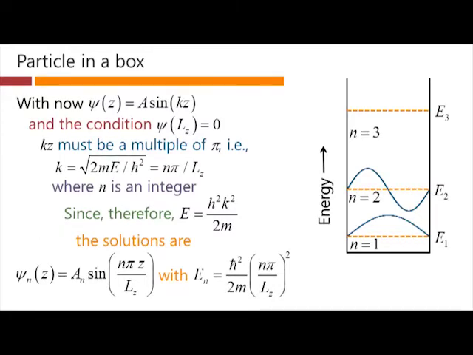And if we put n equals 3, we'll get another possible value of energy. And note that if this is 1 unit, this one is 9 units, because it's 3 squared that comes in here. And this wave function will go up and down and up and back again, because now it is sine 3 pi z over Lz.